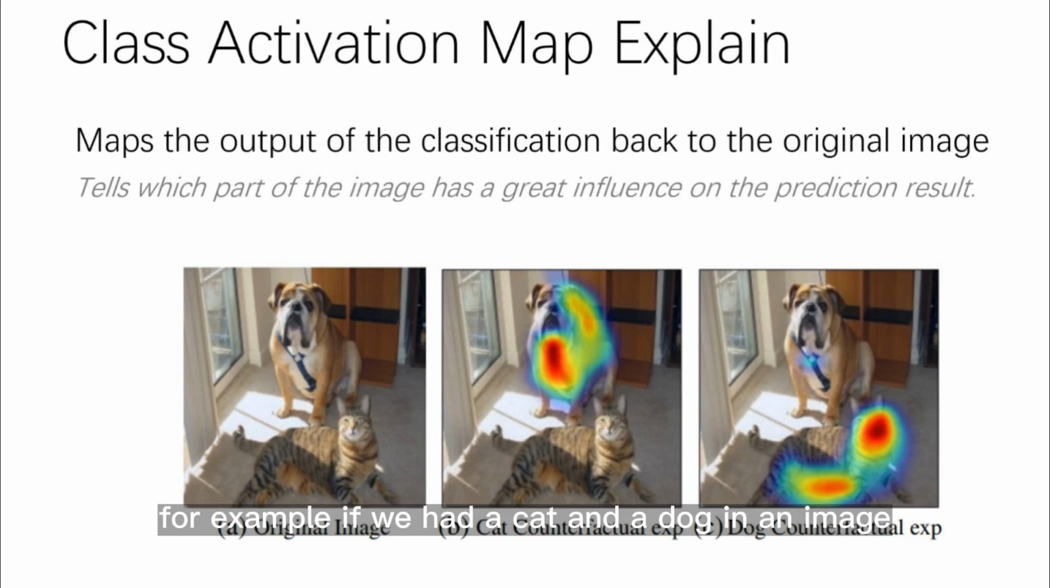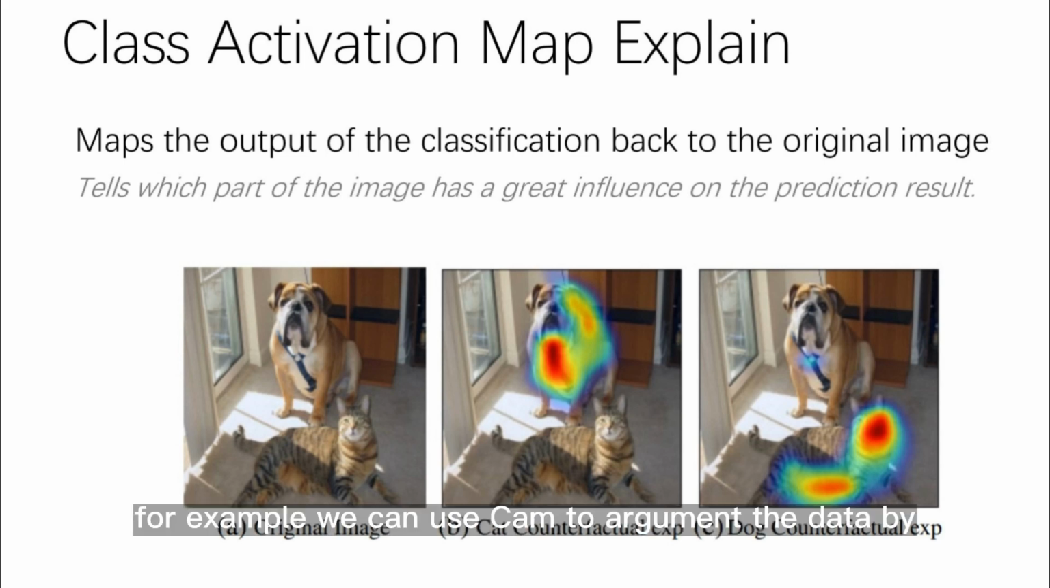For example, if we had a cat and a dog in an image, CAM tells us which part of the image led to it being predicted as a dog and which part of the image led to it being predicted as a cat. It helps us to understand the principles and decision-making process of neural networks, so we can better design the network. CAM puts forward some higher requirements for the model. Not only accuracy, but it also requires the network to extract the features that we need. We can also leverage CAM to guide the model to learn better.